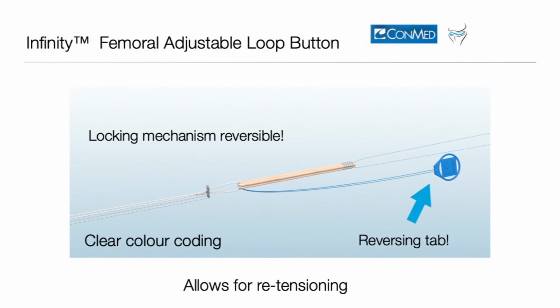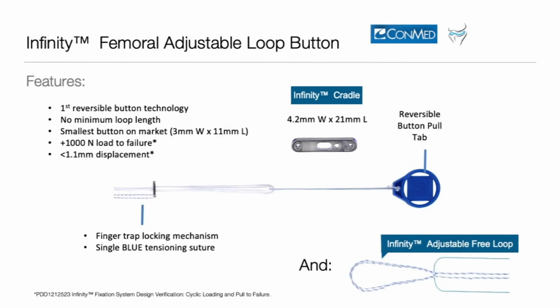The Infinity adjustable loop button has this reversible tab, and this is the first of its kind to be able to do that. By pulling on this reversible loop, you can then adjust it. There's a very easy trap device here, and then the lead suture to pull it through. It's the smallest button on the market. So this really allows us to do that all inside.